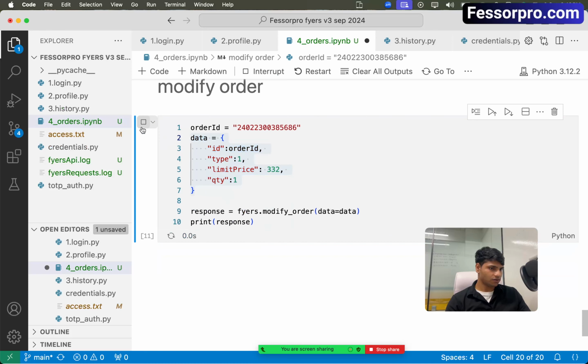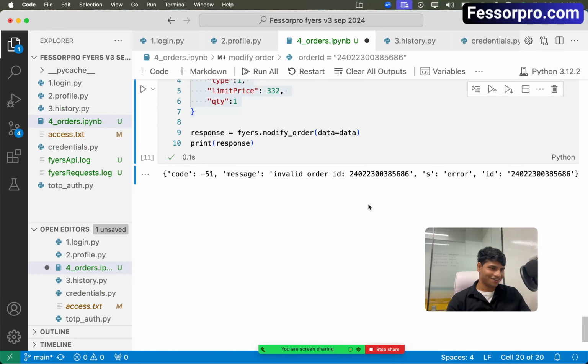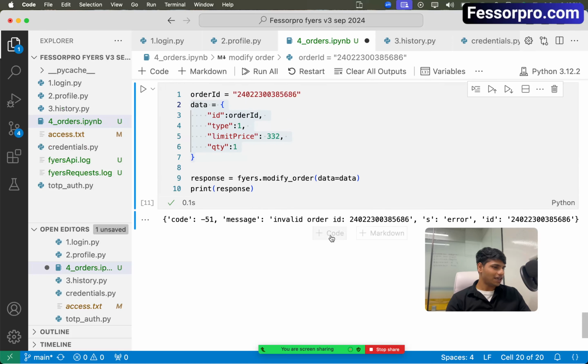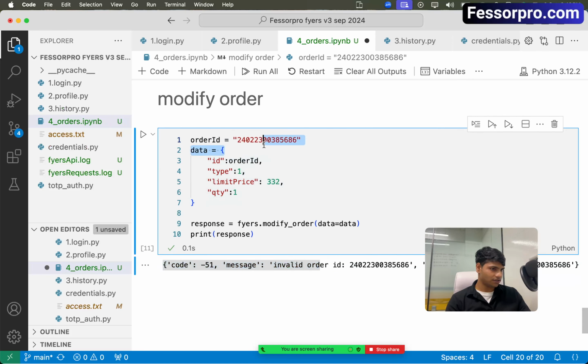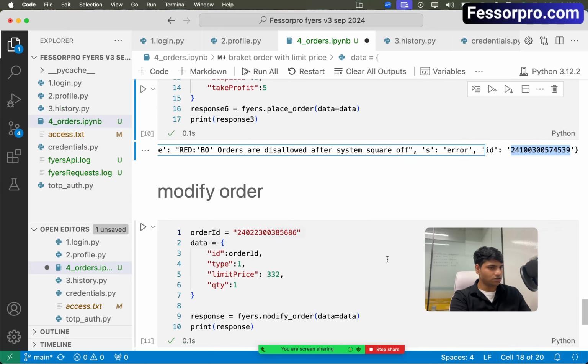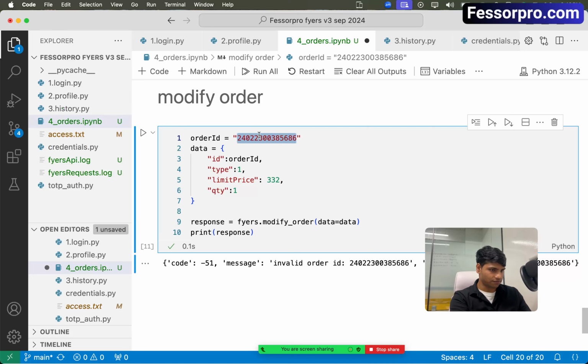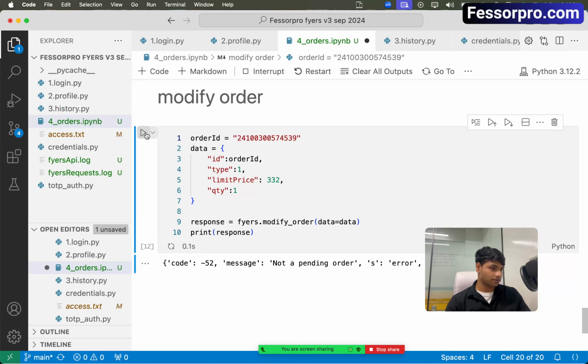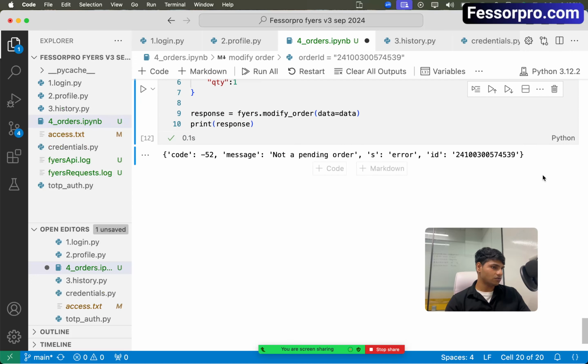Okay. So if I run this code, again, it will throw an error. The error is slightly different. Now it is saying invalid order ID because there is no order ID with this. But I can write this order ID, but still this order will also not be modified because the order is not active. The order got cancelled. If the order got cancelled, then you cannot do this. So you can see, not a pending order. So you can only modify the order if the order is pending.